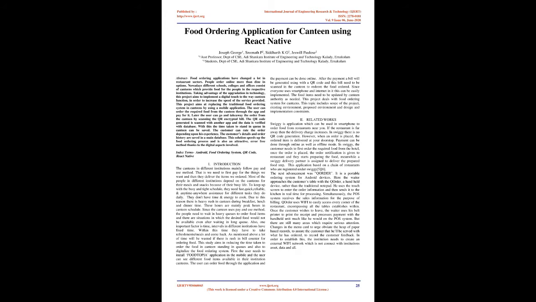First, the user needs to install the Foodtopia application on the mobile, and the user can see the different food items available in their institution's canteens. The user can order food through the application and the payment can be done online. After the payment, a bill will be generated with a QR code, and this bill needs to be scanned in the canteen to redeem the food ordered. Since everyone uses a smartphone and internet on it, this can be easily implemented.